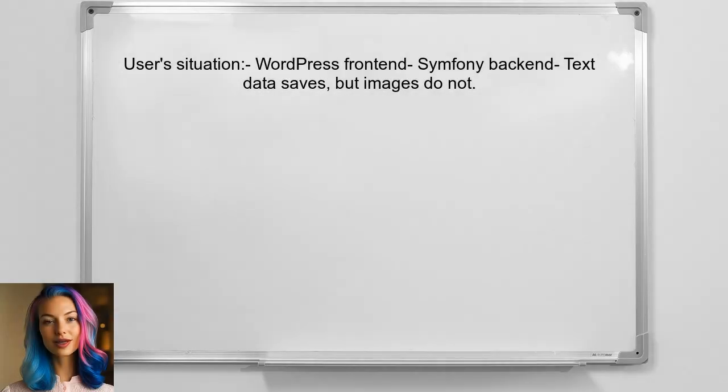Here's the situation. A user has a project with a WordPress frontend and a Symfony backend. They are trying to call the Symfony API from a WordPress plugin to store data. While text data is being saved without issues, image files are not. Sound familiar? Let's explore the steps they've taken.